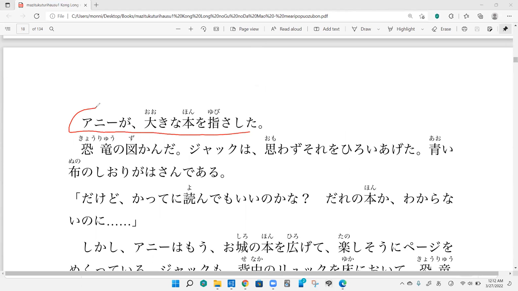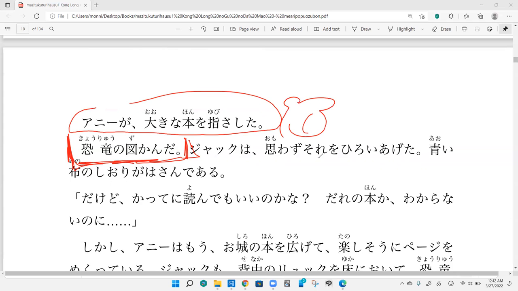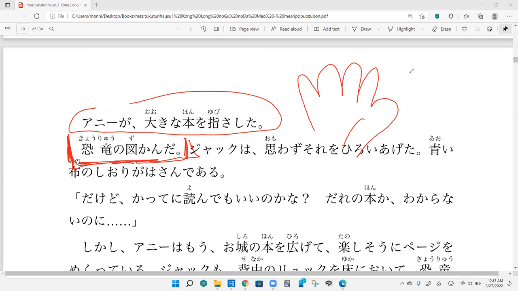And then we have this, and we ended right here. Ani ga uki na hon o yubisashita. So, ani, big book. Oh no, yubisashita. I'm going to draw te. It is hideous. But te has go yubi. I don't know the counter. Ichi. Go. Fingers. Yep.